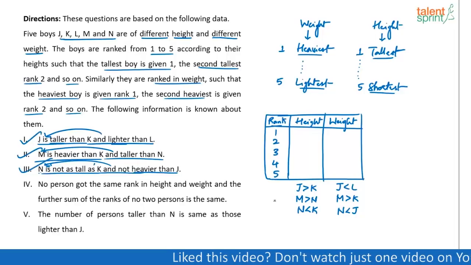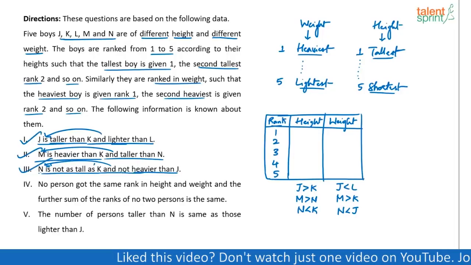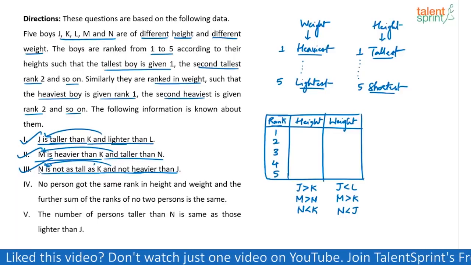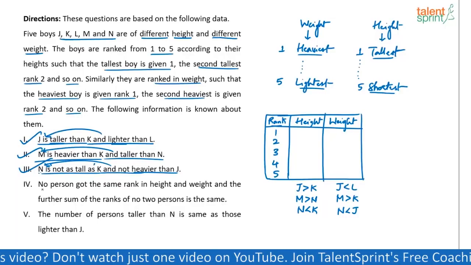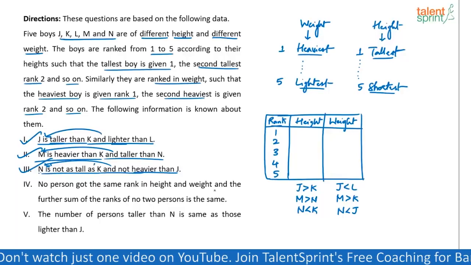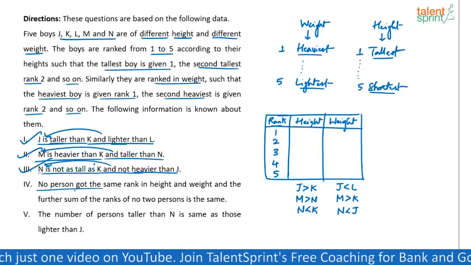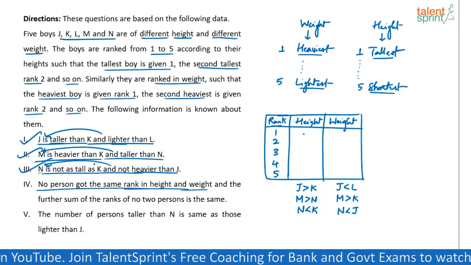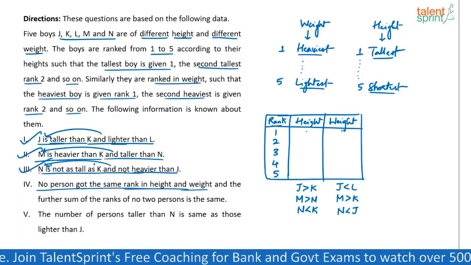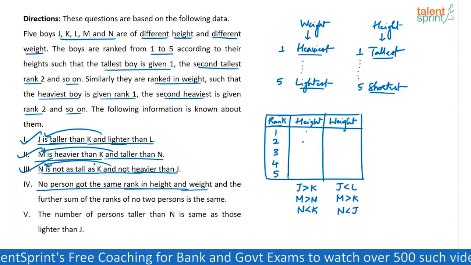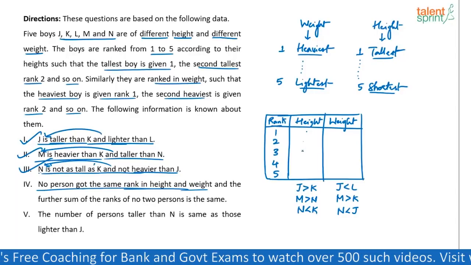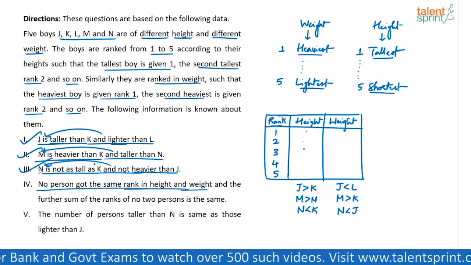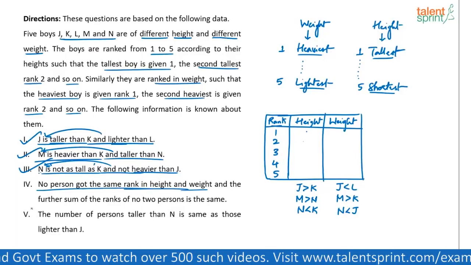We have made all the inequations here, right? N is not heavier than J, so N is less than J. Now, the fourth statement is important. No person got the same rank in height and weight. Meaning, N's rank in height and weight cannot be the same. So, if it is N here, it cannot be N in first rank. If it is J in second rank, J cannot be second rank here. If it is, let's say, L in third rank, L cannot be third rank in weight. The ranks have to be different for height and weight.